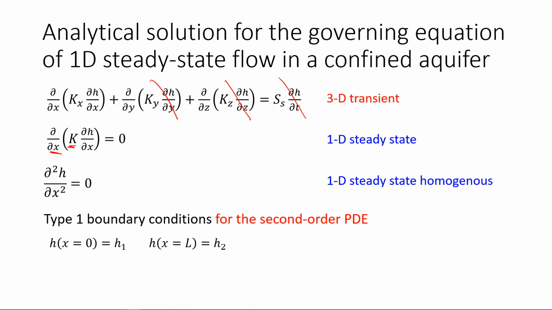So for this one to have an analytical solution, we need to assume that partial k over partial x is equal to 0. Like k is not changing with x. What does this mean? It means it's homogeneous. So we need to do this for 1D steady state homogeneous. So for 1D steady state homogeneous, we can solve this one.